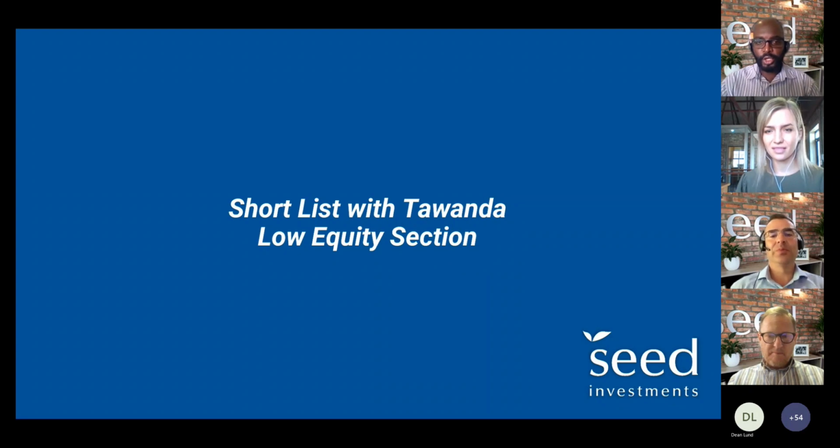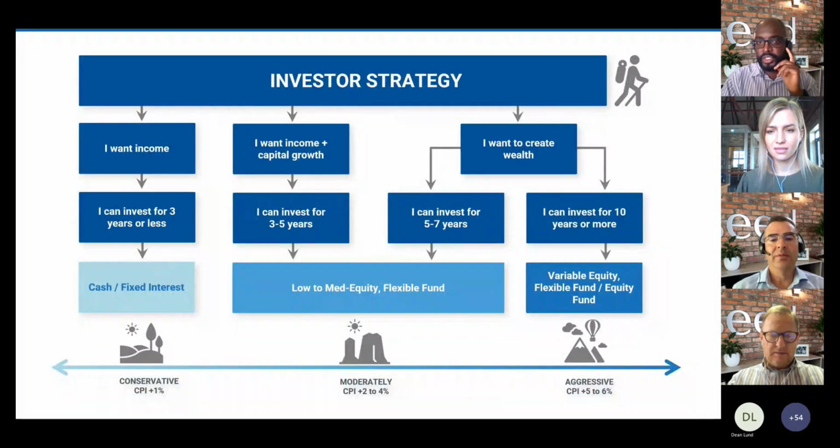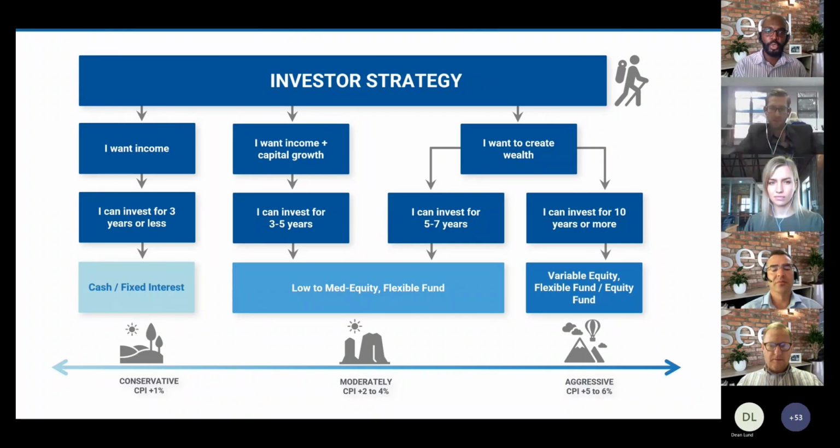So we're going to go through the low equity section, and we'll just kick off with that investment strategy chart, just to position where we are and what we're looking at. If you look at the low equity, then we're looking at a moderately conservative client that is looking for both income and growth. I think what we discussed previously was a conservative client that's looking purely for income.